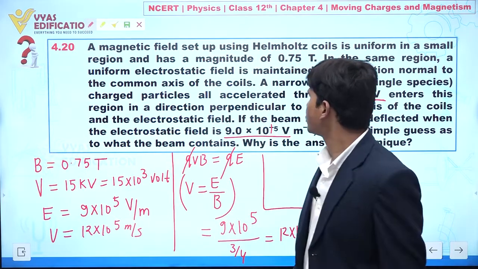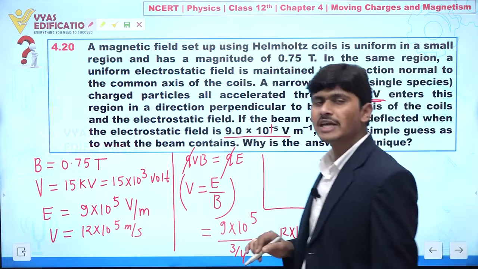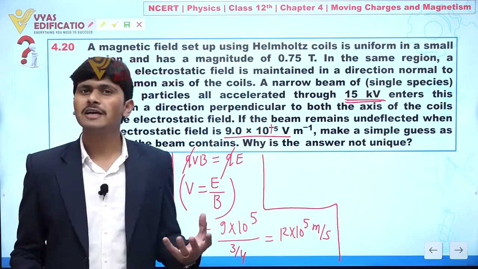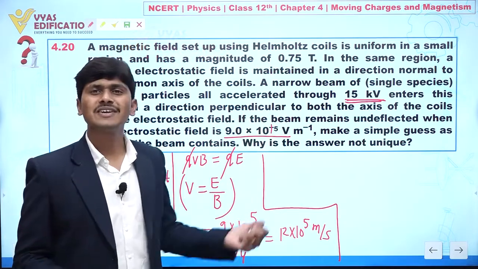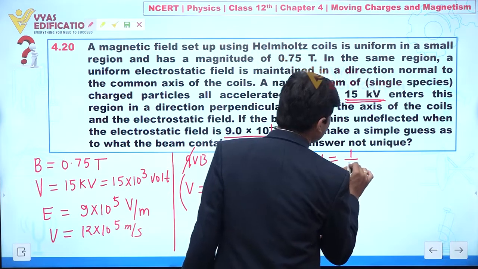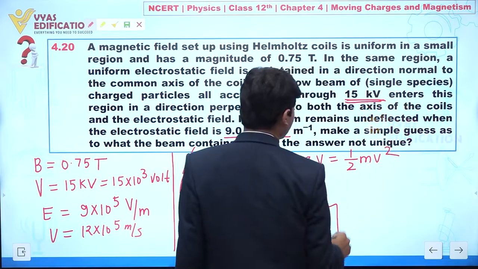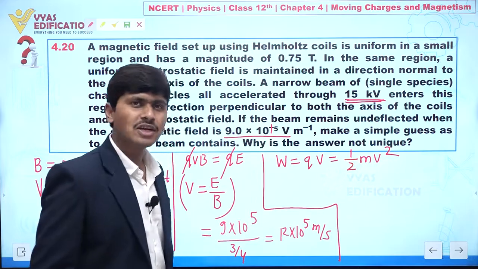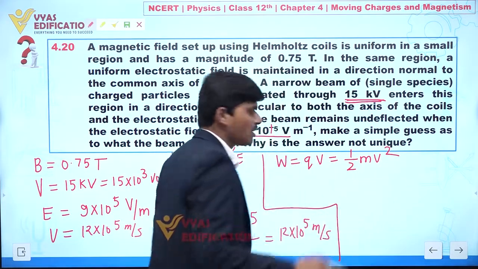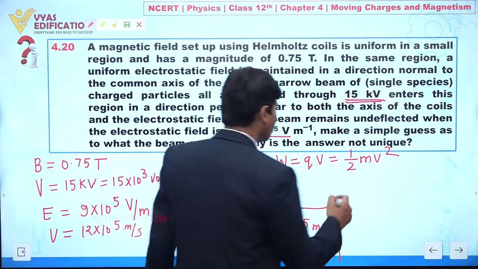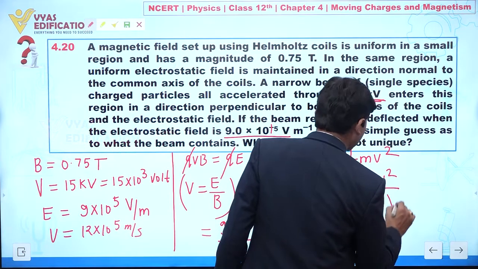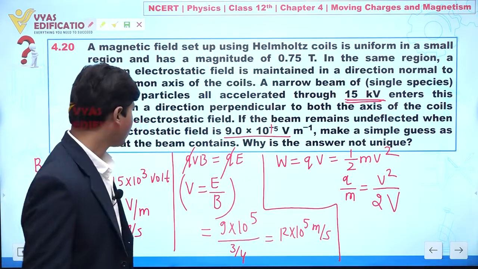Now we have one more thing. It is given in the question that the charged particle is accelerated. It means whatever kinetic energy is gained by the charged particle is provided by this potential difference. We can write W equal to QV and this should be equal to half of mv square. So from here can we calculate Q by M? Q by M is given by v square divided by 2 capital V. Clear? So now we can put in values.